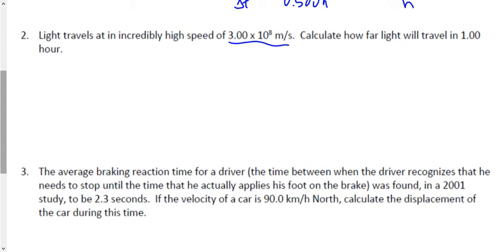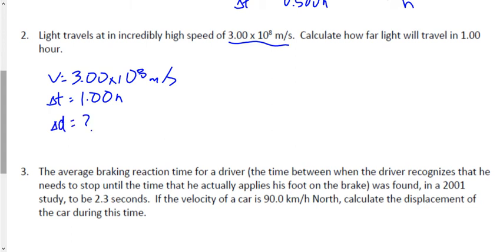All right, what do we got here? We got a speed of 3.00 times 10 to the 8 meters per second. We got a time here of 1.00 hours. We're looking for, what are we looking for? The distance. This one's a bit tricky in 2 ways. One, we got to rearrange the equation, right, Ethan? Got to rearrange the equation to solve for distance.